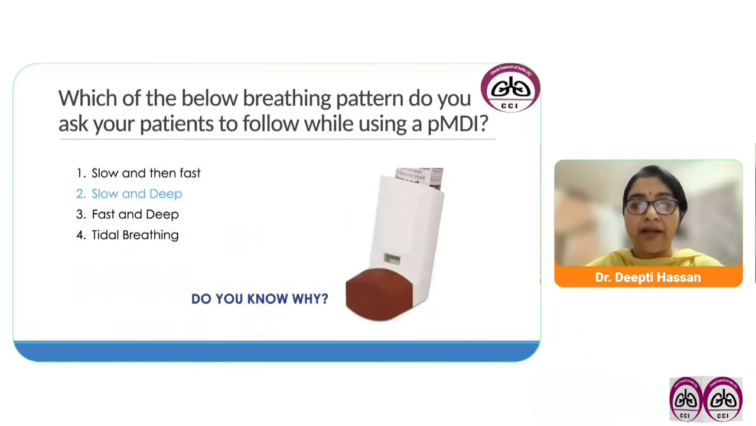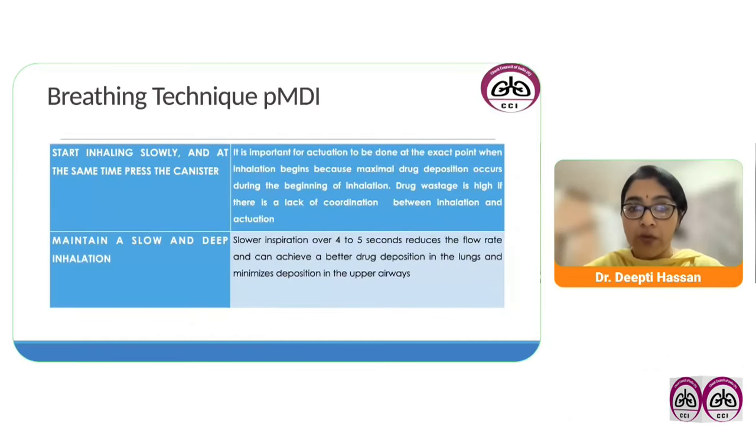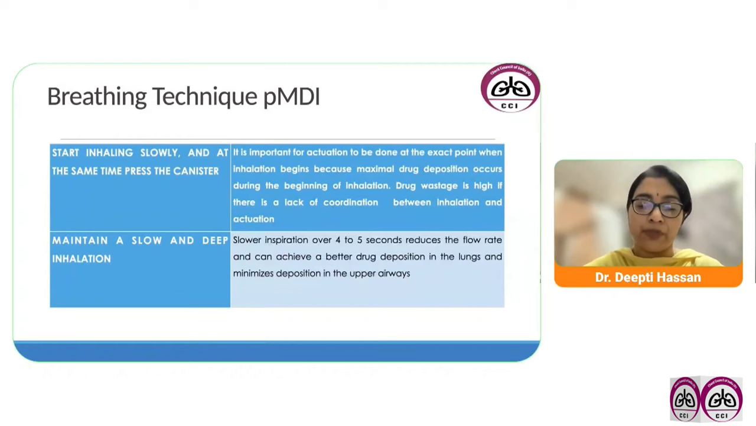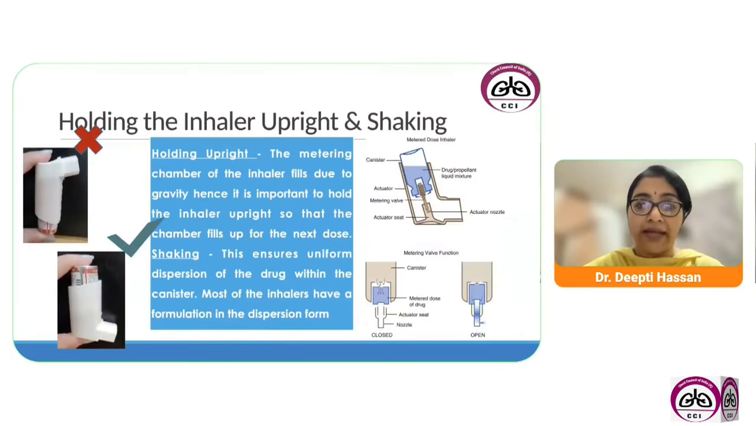So what breathing pattern would you advise for a patient using an MDI? It is slow and deep breathing. So you begin with a slow inhalation, you press the canister, and at the same time, try to maintain the slow and deep inhalation so that you acquire a better deposition in the lung with minimum deposition in the airway. And that is the right position to hold the inhaler, not the other way around.